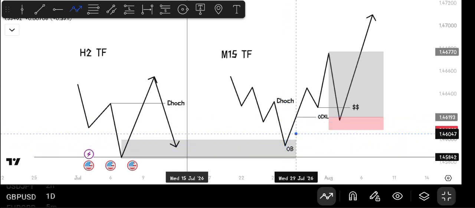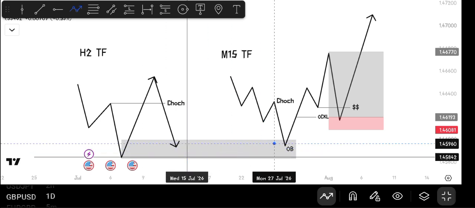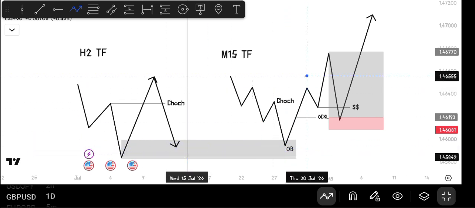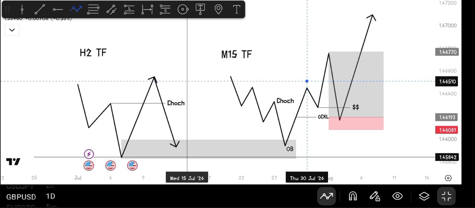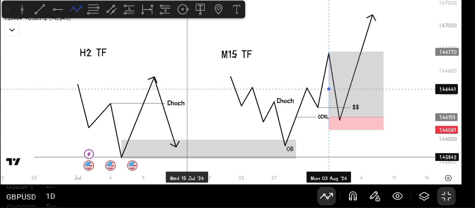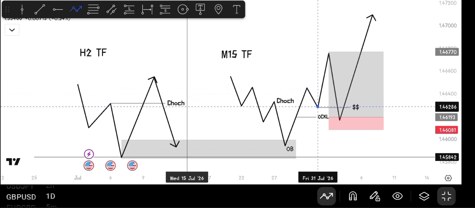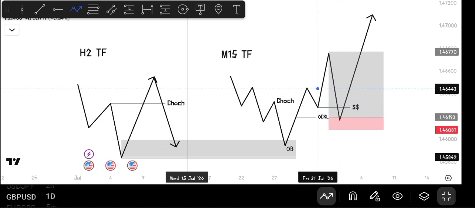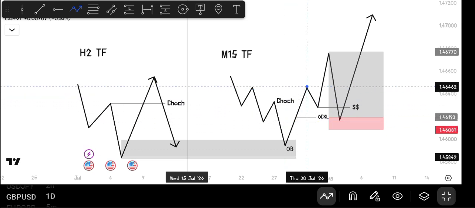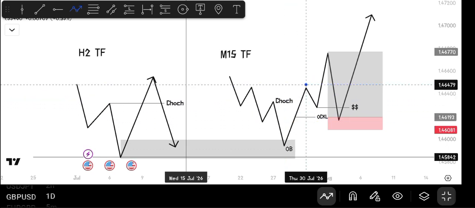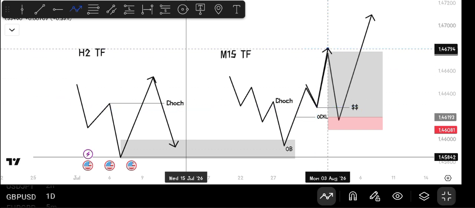So price came into our POI, which is the 2-hour order block. It gave a change of character once again. Now this is where things get very interesting. After the change of character, we start to look for our key level. But before the key level, one thing I do is wait to see the inducement, which is the trap. This is our advanced SMC. So price will give us this change of character to the upside and give us a little pullback before pushing to the upside once again.